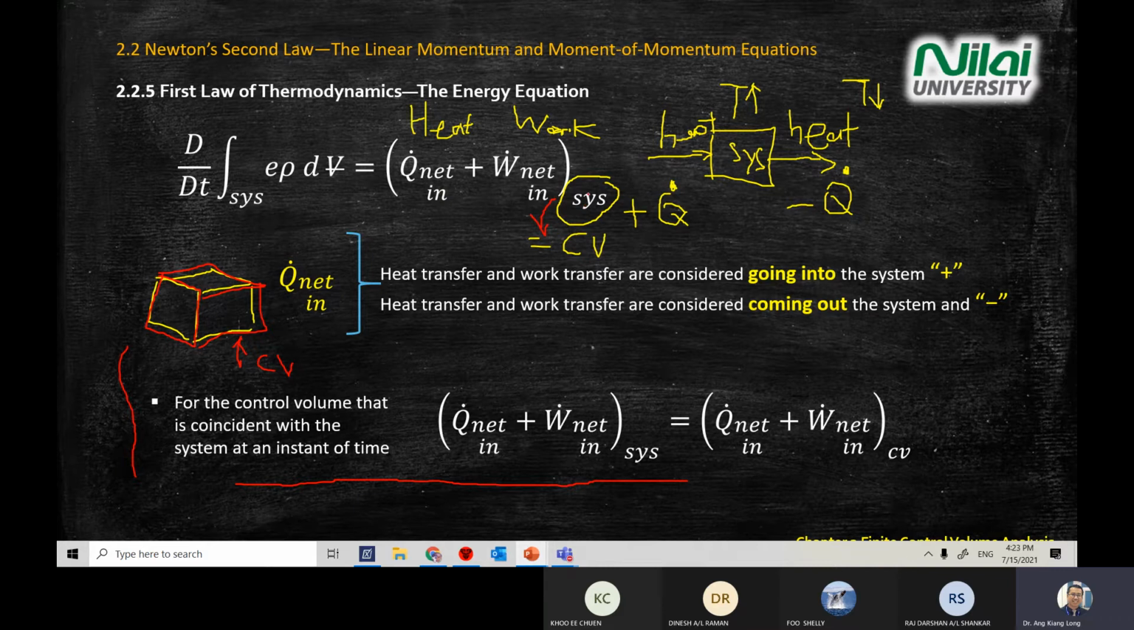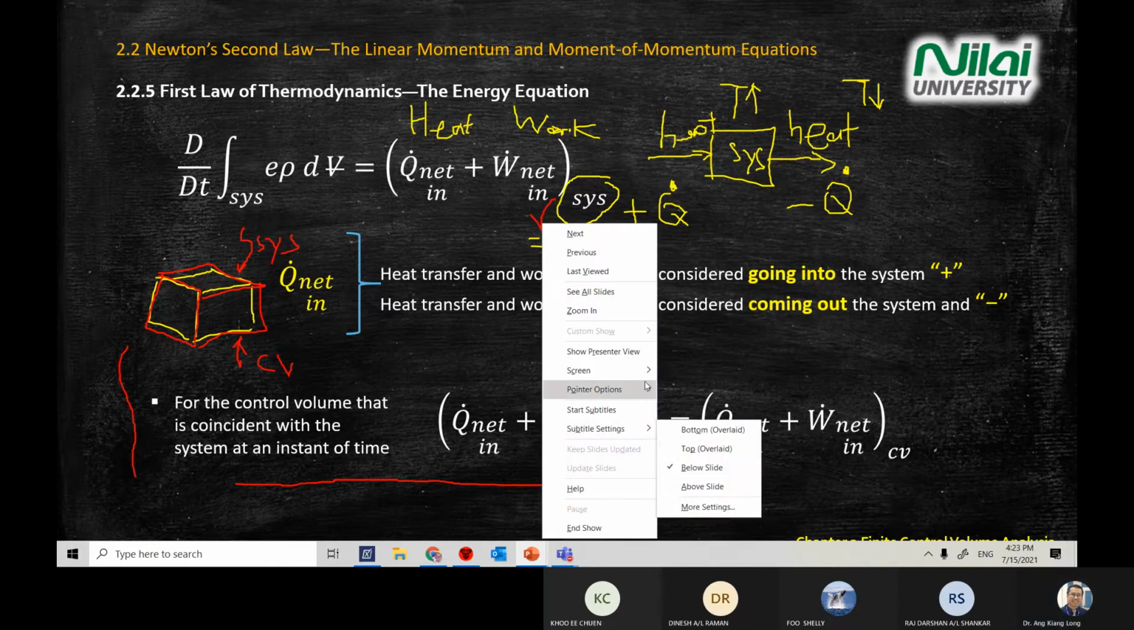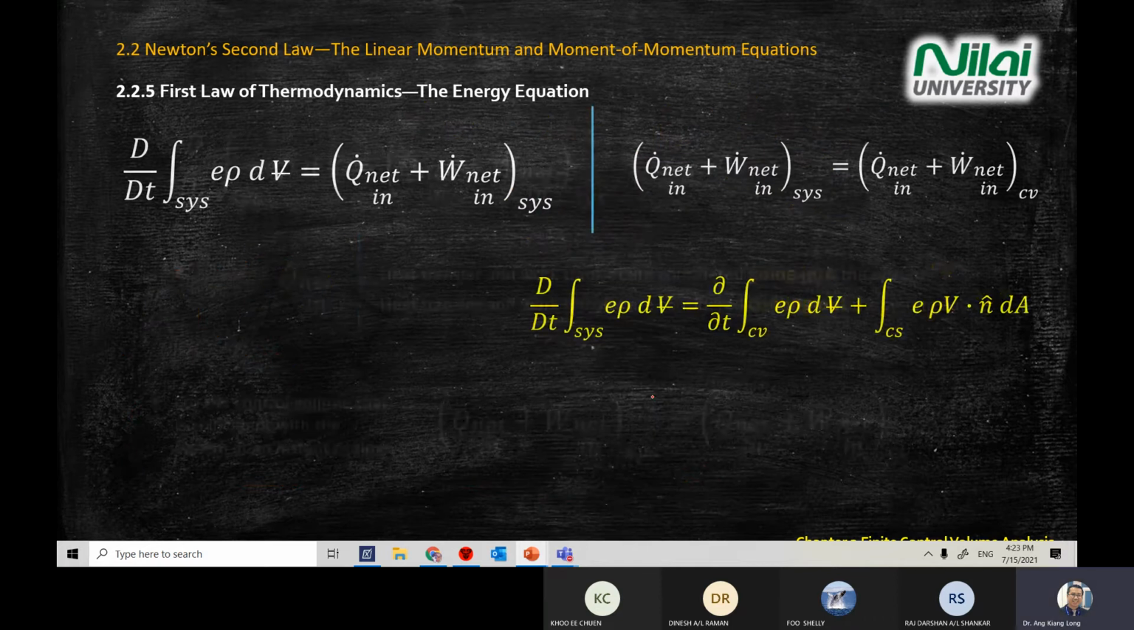Okay, so when there's an equation where you see the system suddenly change to CV, it means that you have this assumption. It means that your CV coincides, matches with your system. Okay, the yellow color is your system. All right, I go a bit further. So we already covered the concept of why your system can change to CV just now.